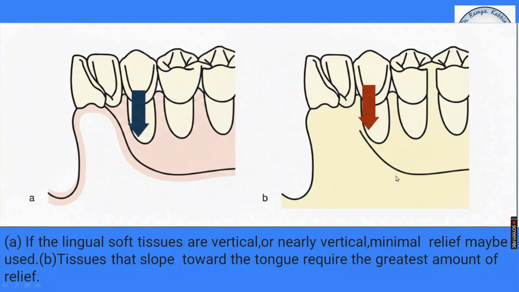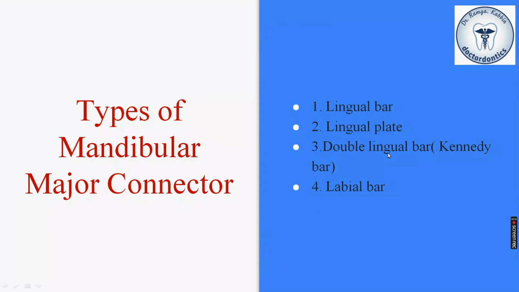So in this you have to give a maximum relief for the proper functioning of the floor of the mouth. And you have to use the lingual plate only, because it is ideal to use lingual plate instead of a lingual bar or any other connectors. Now moving to the next, that is types of mandibular connector.